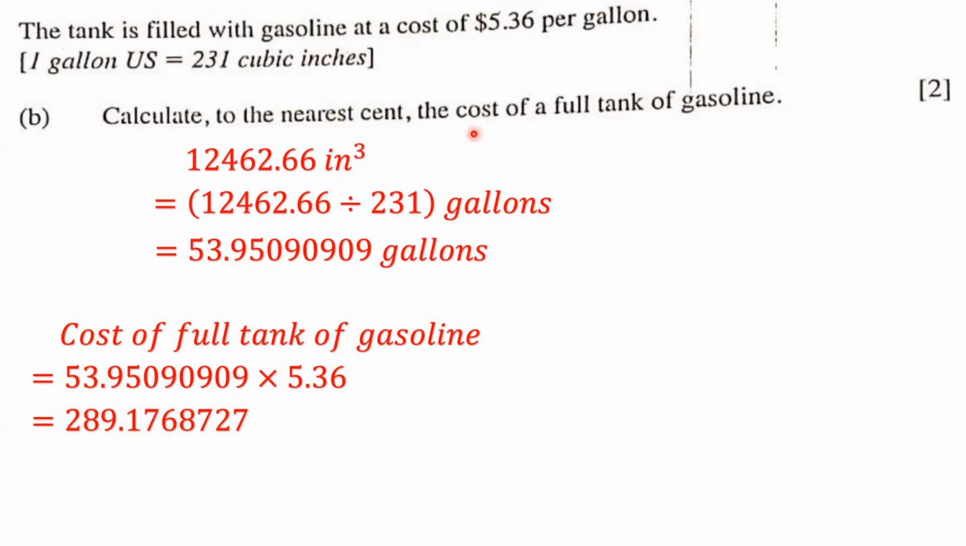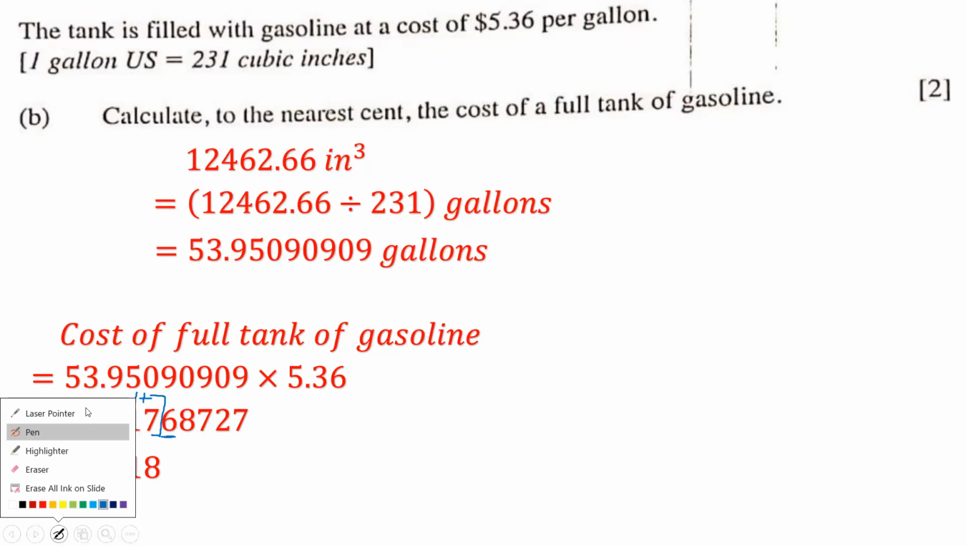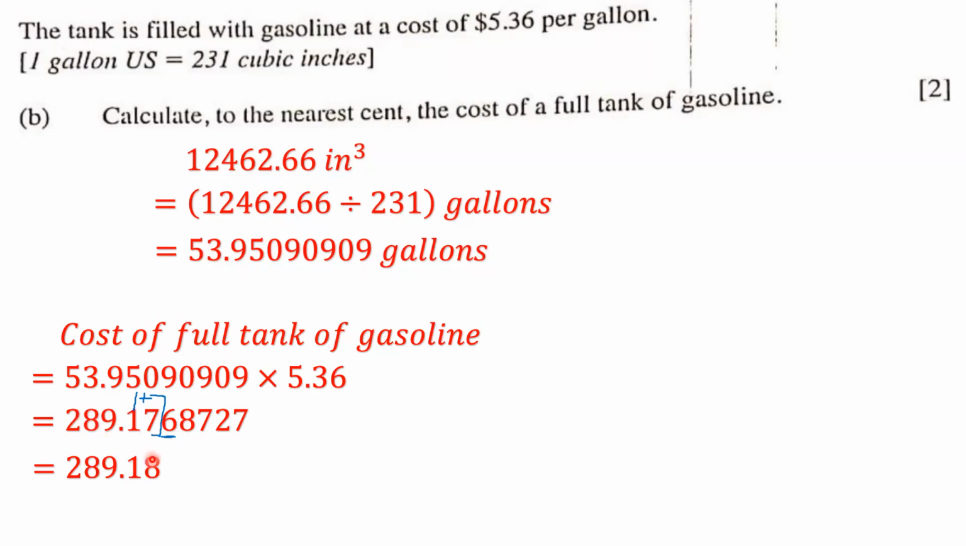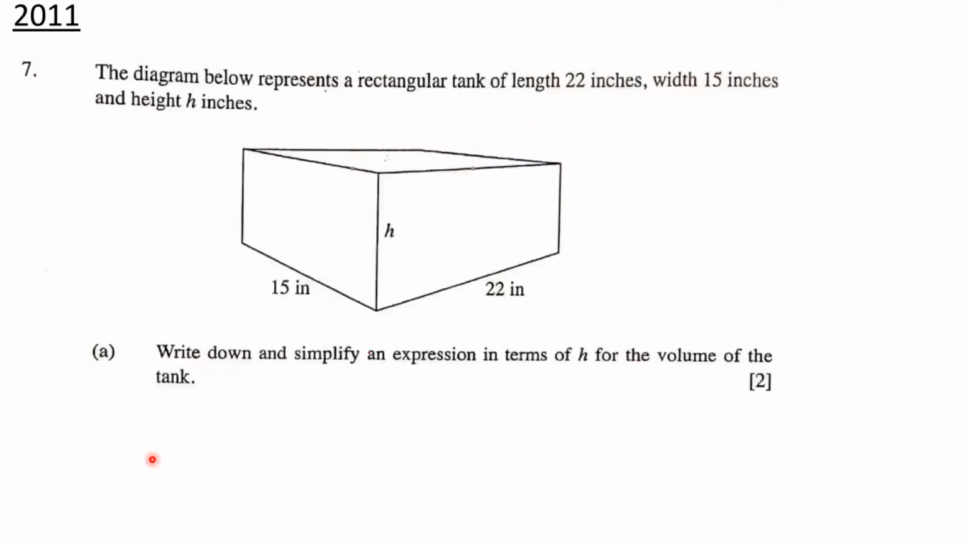But they want us to figure the cost to the nearest cent. So that means we have to round to two decimal places. We're going to underline the 6. 6 is greater than 5, so that means we have to add 1. So we have 7 plus 1, which is 8. And so that's how we get 289.19. Okay, let's move on to the next question.